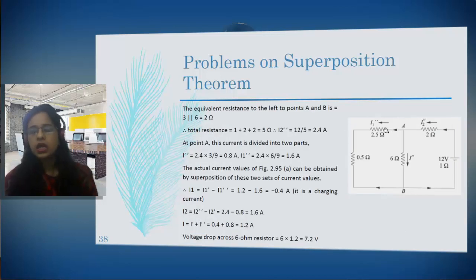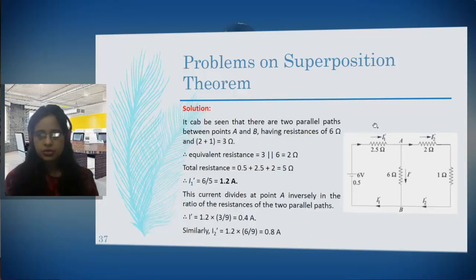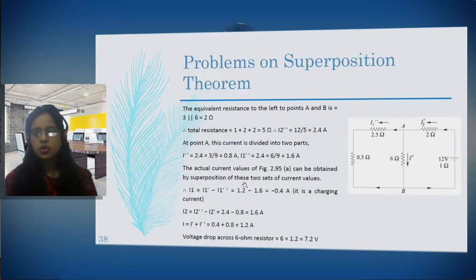Okay, let us find out I1. So I1 will be equal to I1 dash plus I1 double dash. I1 dash is towards the right hand side and the value is 1.2. I1 double dash is towards the left hand side. That means both the directions are opposite to each other, so the value will be subtracted. So it will be I1 dash minus I1 double dash. So 1.2 minus 1.6 will give minus 0.4 ampere.